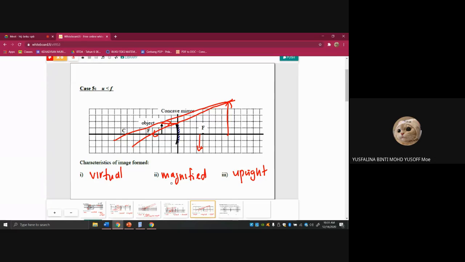For the mirror, it's opposite. For the concave mirror, you have to depend on where the object is. But for the convex mirror, there is only one way to draw. So we see how to draw for the convex mirror.